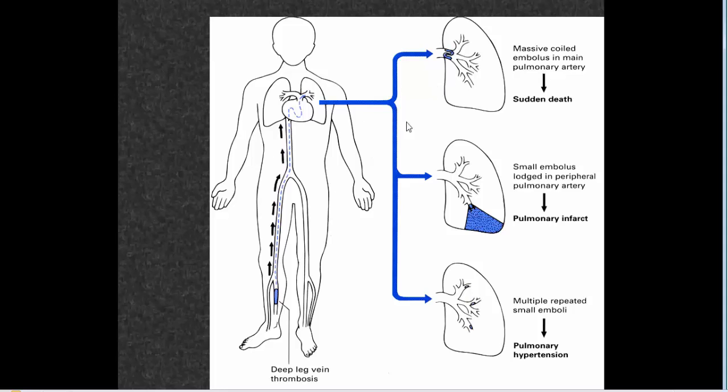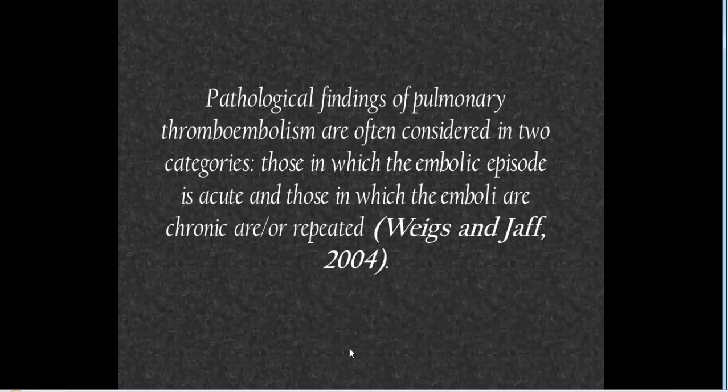This is very important pathology. A massive embolus in the main pulmonary artery gives sudden death. A small embolus lodged in a peripheral pulmonary artery gives pulmonary infarct. Multiple repeated small emboli showers give pulmonary hypertension. This is the pathogenesis of pulmonary thromboembolism.